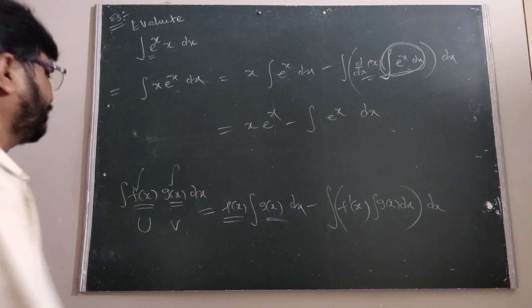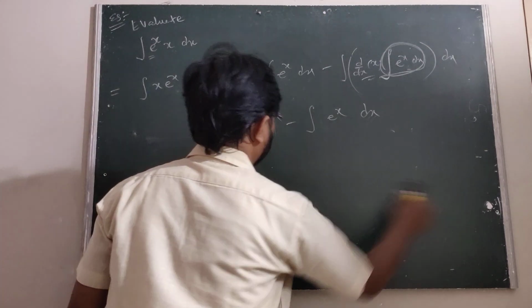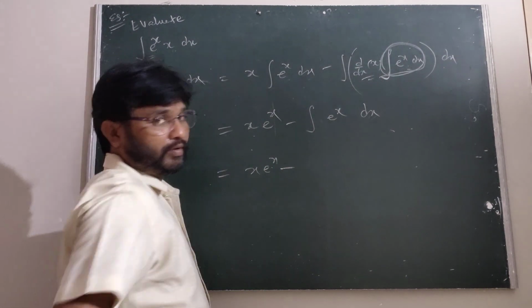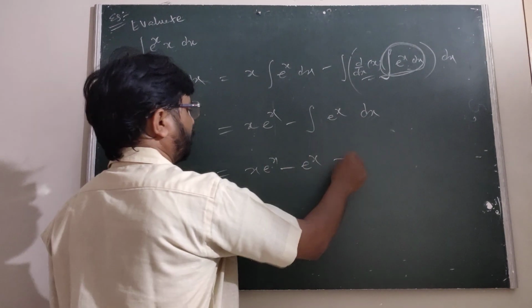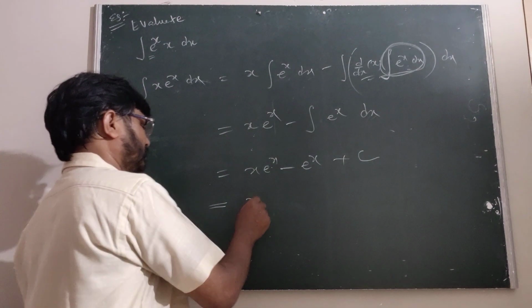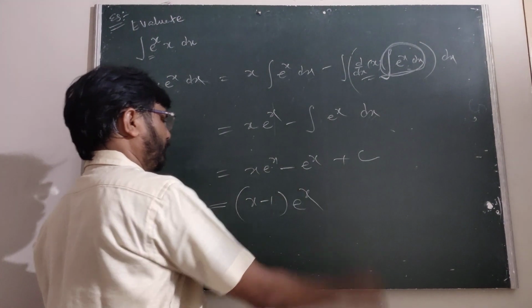Now we can write here x into e power x, the integral of e power x is e power x. Finally, we can take the integral constant as c. Now this is x minus 1 into e power x.